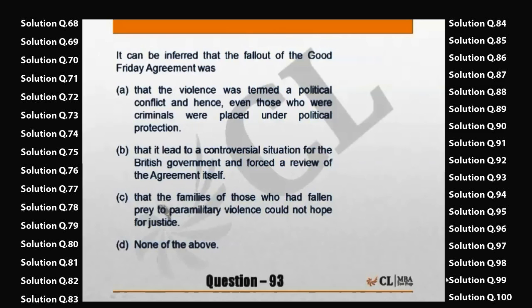Option C says that the families of those who had fallen prey to paramilitary violence could not hope for justice. Now, even though the passage does state that it was undoubtedly, in its words, a hard pill to swallow for any family member or loved one of someone killed by paramilitary violence to see his or her killer or killers escape justice, it did mention that these people would feel bad if justice was not provided. It does not state that the killers escaped justice due to the agreement. So this was not a fallout of the Good Friday Agreement. This is why all three cannot be inferred from the passage, A, B, or C, and the correct answer here is none of the above, which is option D.